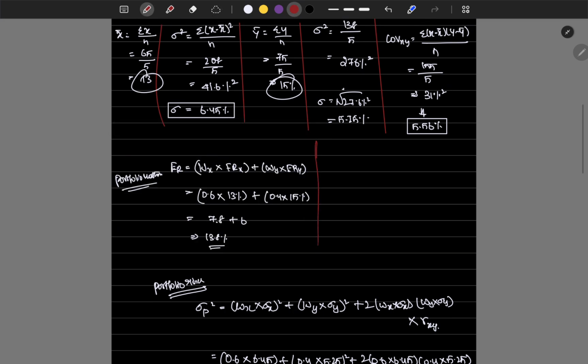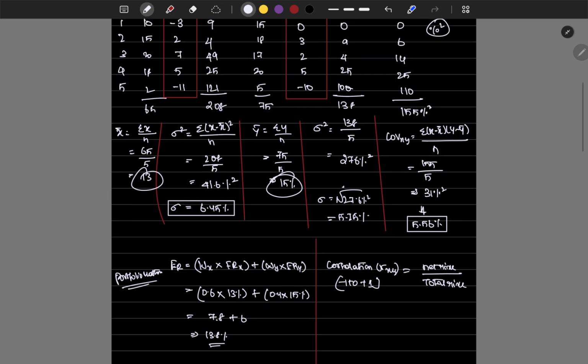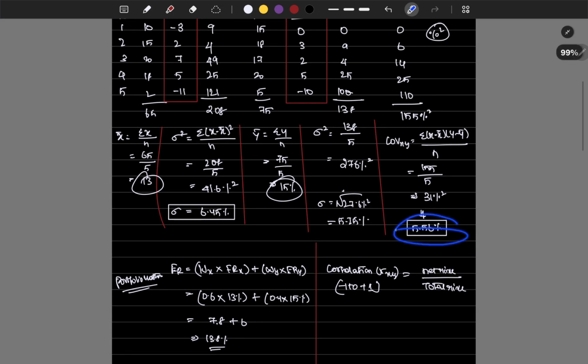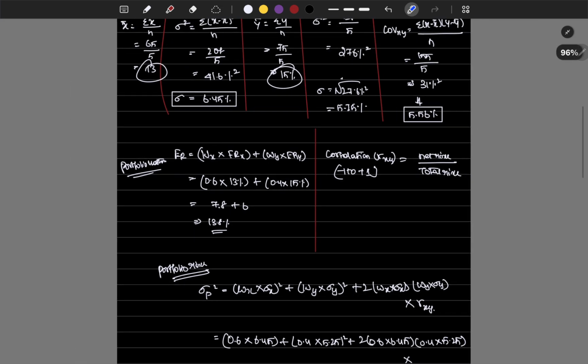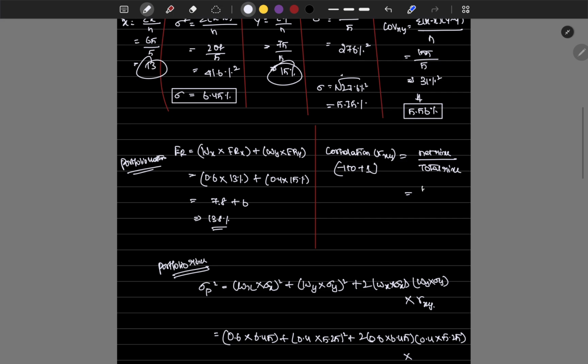Okay, what's the correlation between the securities? Correlation is termed as R, and it ranges from -1 to +1. What's the formula for correlation? Net risk divided by total risk. What is net risk here? Covariance is the net risk, because by merging two securities inside the portfolio, we got the reduced risk, which is the net risk. So the net risk is 5.56 percent.